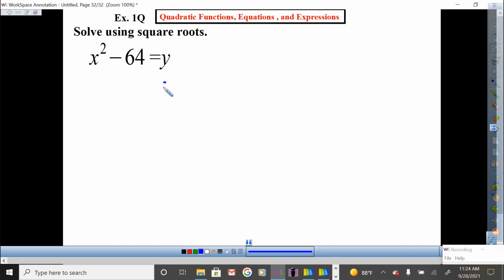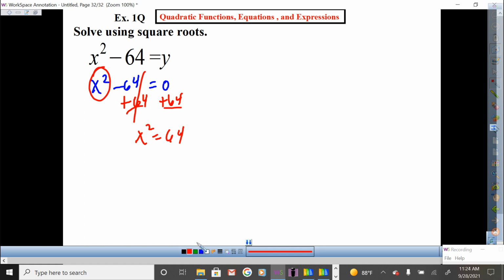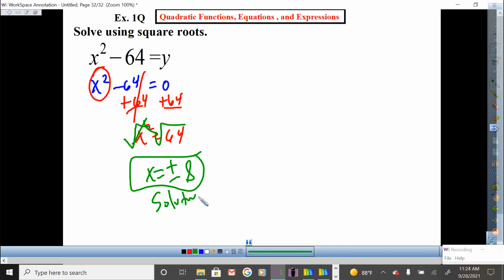All right, let's see. You should have changed this to 0. You got x squared minus 64. From there, we isolate the variable. That means leave this by itself by using inverse operations. We end up with x squared equals 64. And last but not least, what is this process called? Solving by square root. So square root, x equals plus minus 8. Hands if you got that. That is correct. These are my solutions, roots, zeros, and x-intercepts.